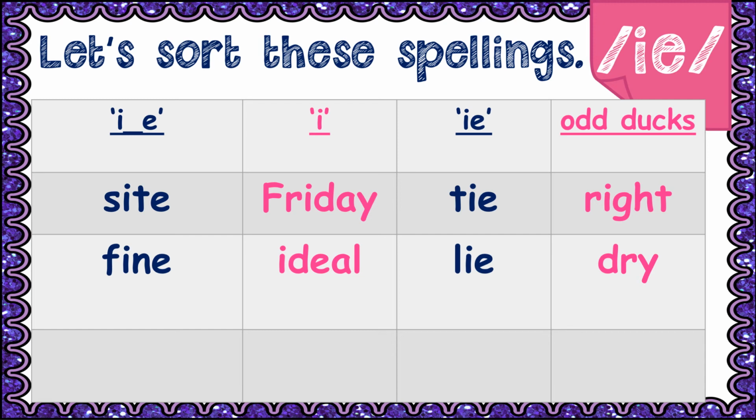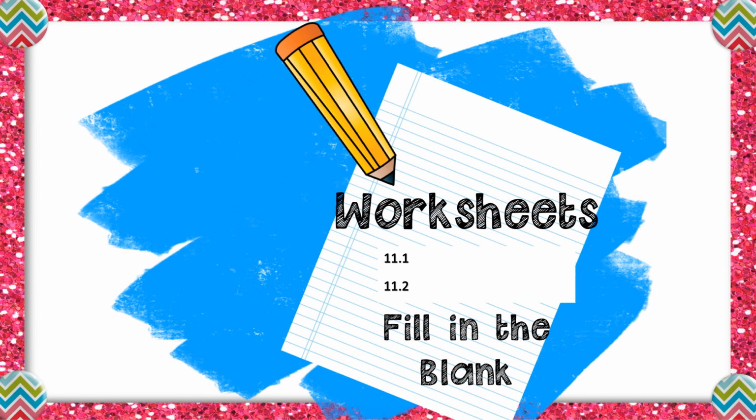Now the words tie and lie, those are your IEs that say I. You can see those on page 63. They're in the word bank. And then your I ducks. IGH says I, and Y sometimes says I. So right and dry. Okay, now you're going to look at page 61 and page 63.